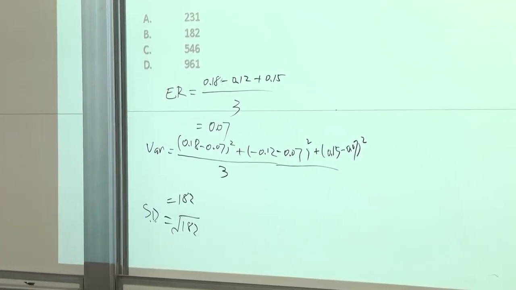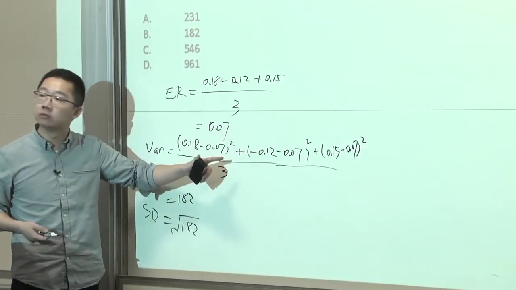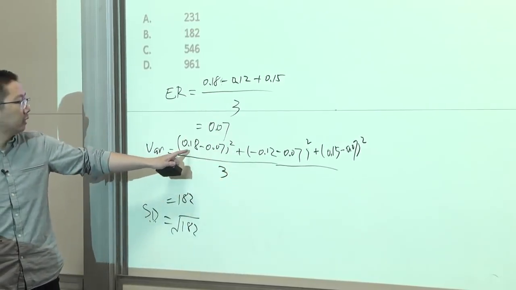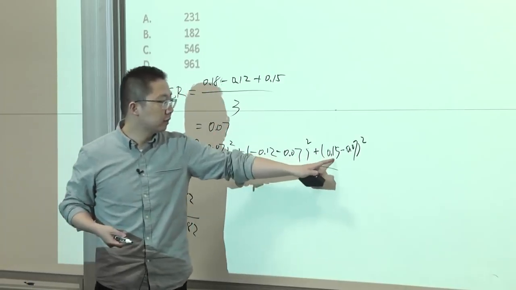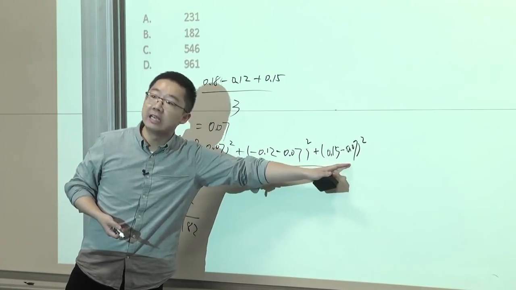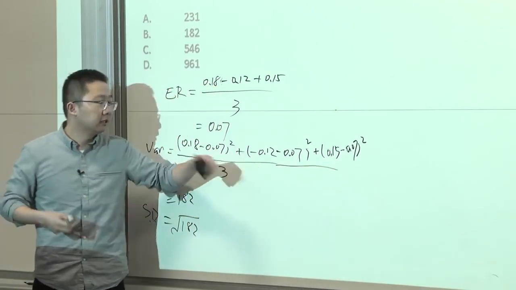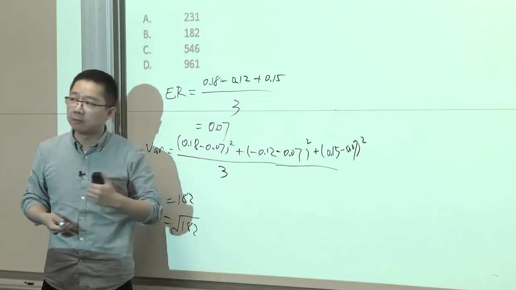What is the variance? You use the percentage minus the 0.07? That's the definition. This is the definition in math. These are absolute numbers, not percentages. Each outcome minus the mean, or the expected return, that's the deviation, right? And you square it, sum them up, and divide by 3.